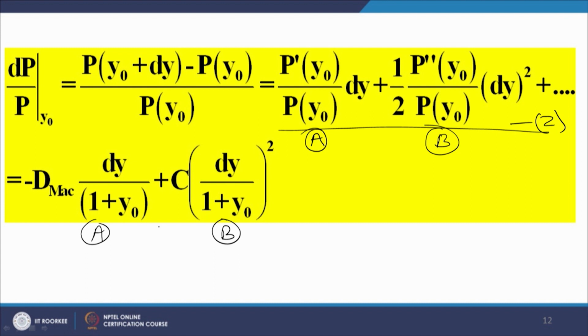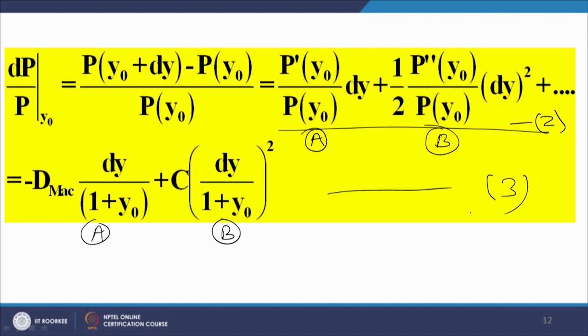We write them in terms of two quantities Dmac and C. Two parameters we have introduced, Dmac and C. What is the magnitude and the definition of these two parameters? We will come back to that in the next slide. But the important thing is that we have simply substituted certain terms such that we write equation number 2 in the form of equation number 3. How are they defined? We can obtain them by comparing equations 2 and 3.